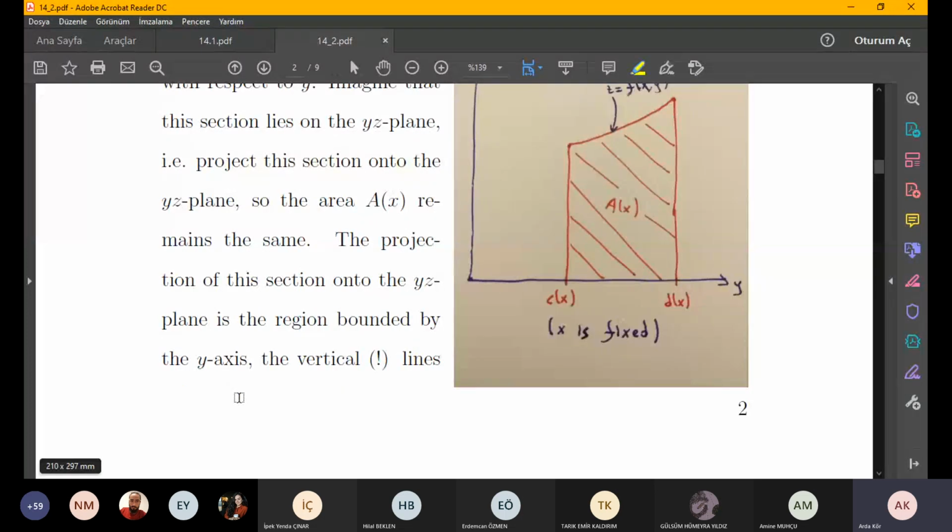The projection of this section on the yz plane is the region bounded by, as you can see, the y-axis, and those vertical lines, and also under z equals f(x,y). So this is A(x), this one.